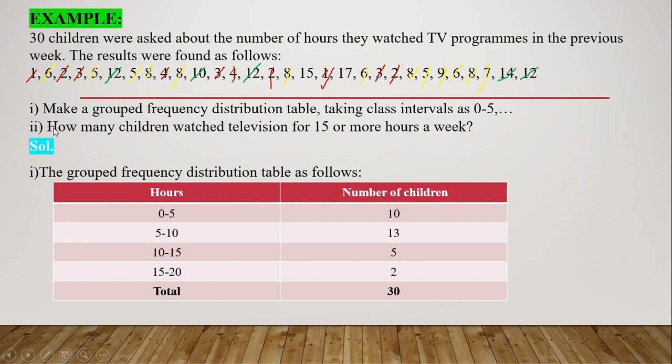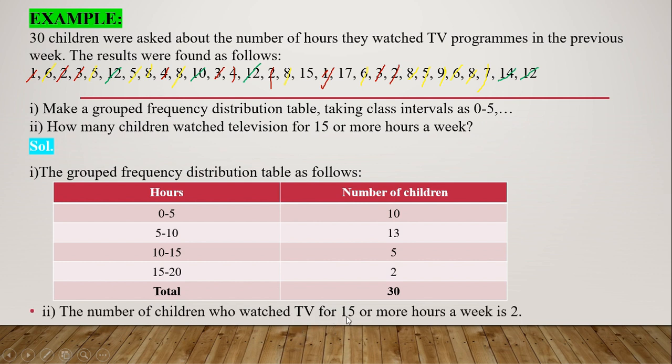Second question: how many children watch television for 15 or more hours a week? In this class interval, if you check, 15 and more hours comes in this interval, that is 2 children. So we can write that the number of children who watch TV for 15 or more hours a week is 2. By seeing the class interval 15 to 20, we can write that frequency.